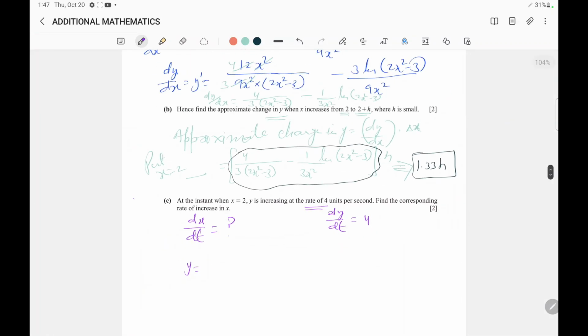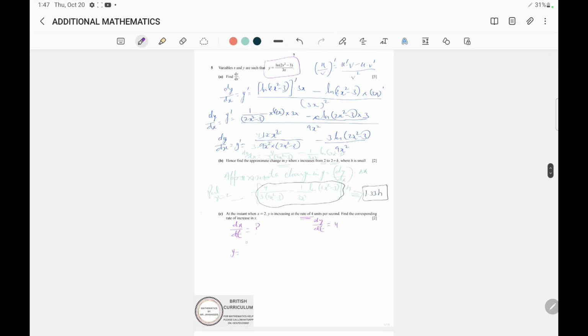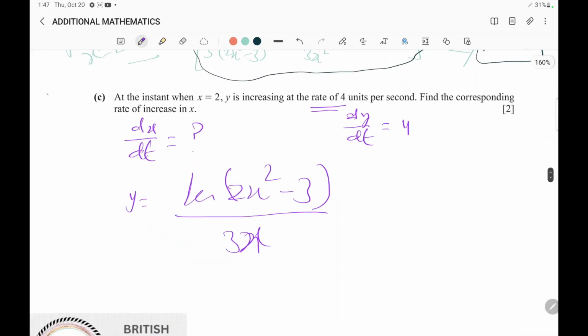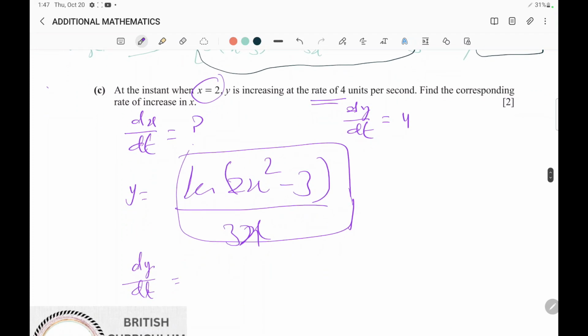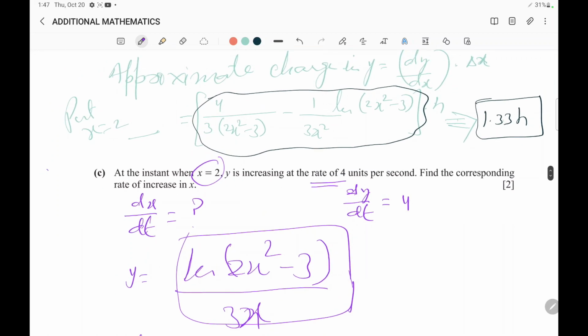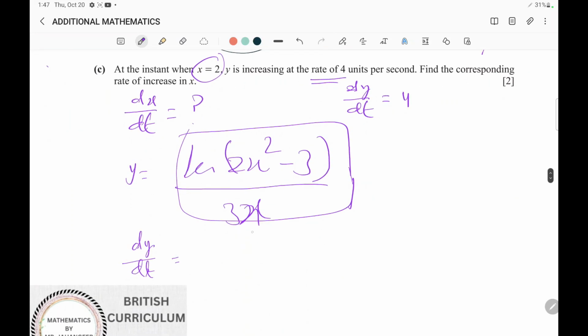So guys, y equals, actually we have to use this concept, guys. Let me show this. y equals ln of 2x square minus 3 over 3x, right? Now differentiate both sides with respect to time. So dy by dt equals differentiation of this, and we have to put x equals 2 also in that differentiation. That value we already have, it is only for 2 marks, so no need to show again and again. So just use this result.